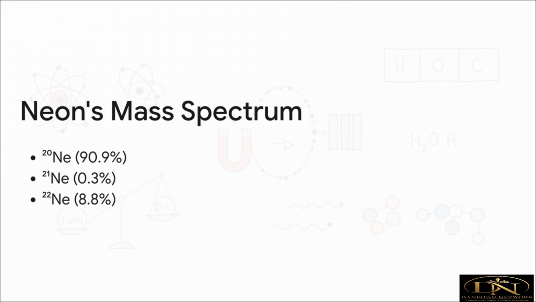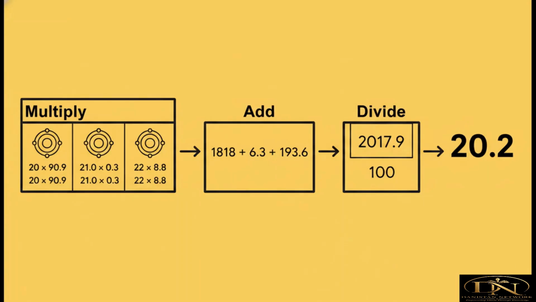So let's do a real one with neon. The mass spectrometer tells us it's got 3 main isotopes. You can see neon-20 is by far the most common at almost 91%. Then you have a tiny amount of neon-21 and about 9% of neon-22. And here's the calculation. You just plug in the numbers. You take 20 times its 90.9%, plus 21 times its tiny 0.3%, plus 22 times its 8.8%. Add all that up, divide by 100, and you get 20.2 for the relative atomic mass of neon.